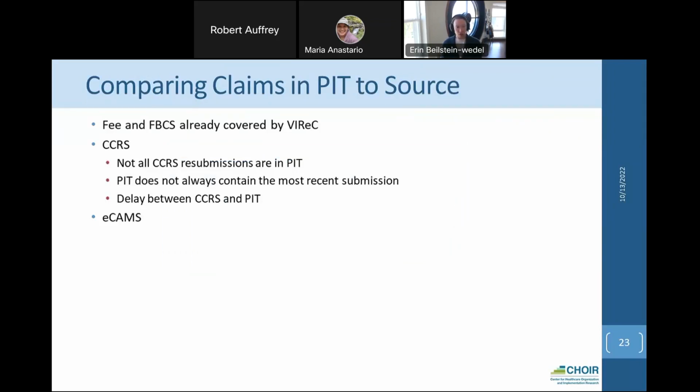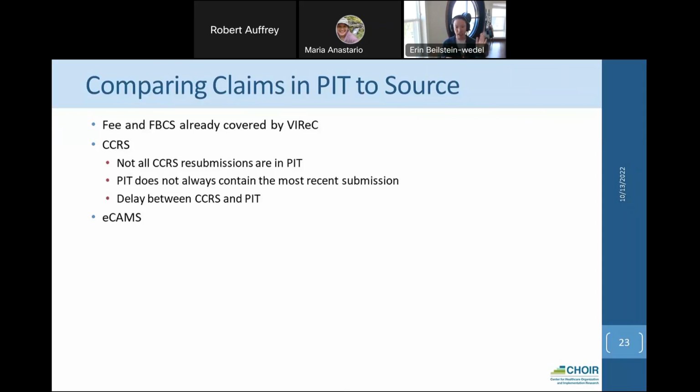And so how do these sources compare to what is actually in PIT? VIREC has already compared fee and FBCS to PIT nicely, and there are fact books that I linked to in the table that have most of the information in them. For CCRS, I have found that not all resubmissions that are in CCRS are in PIT. I think mostly that's because I've seen a huge delay. The start date time and the end date time in PIT are usually quite a while after the processing dates in CCRS, so there is a lag.